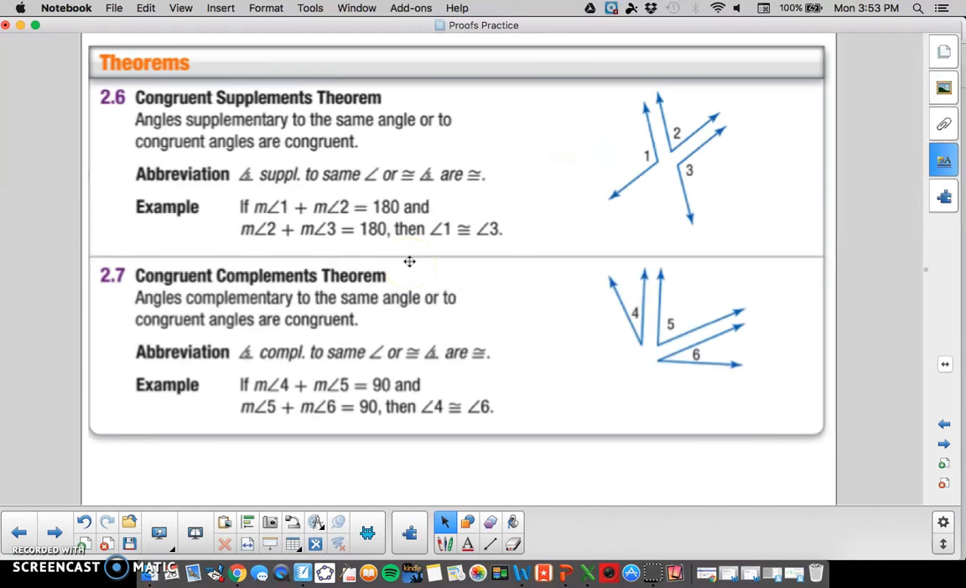Next are the Congruent Supplements Theorem and Congruent Complements Theorem. This is saying if 1 and 2 are supplementary and 2 and 3 are supplementary, then 1 and 3 have to be equal because they add to 180 with the same angle. And so they have to be congruent to one another. It's the same with the complement. We have 4 plus 5 is 90, but 5 plus 6 is 90, so 4 and 6 have to be equal.